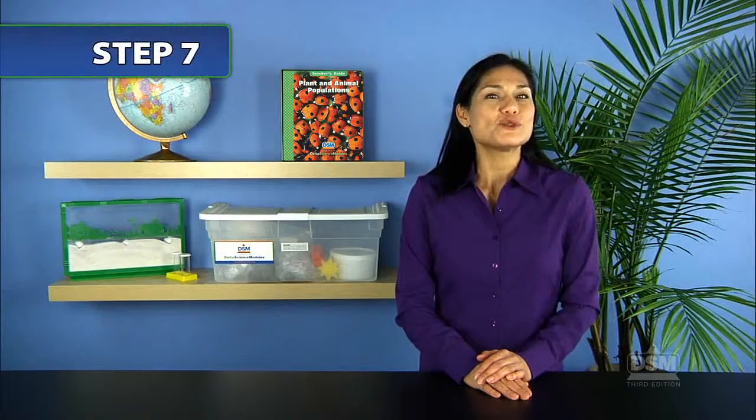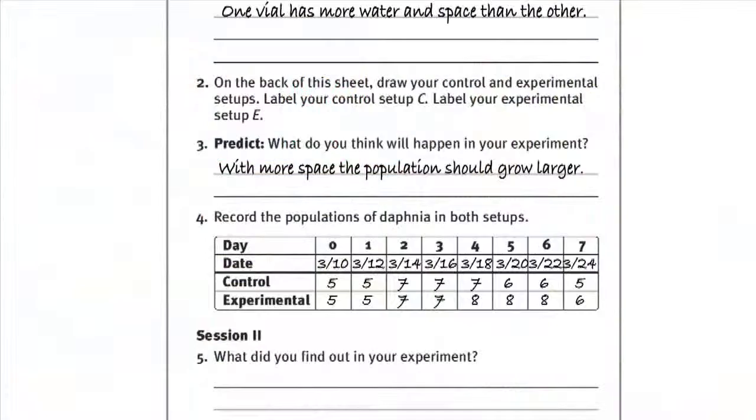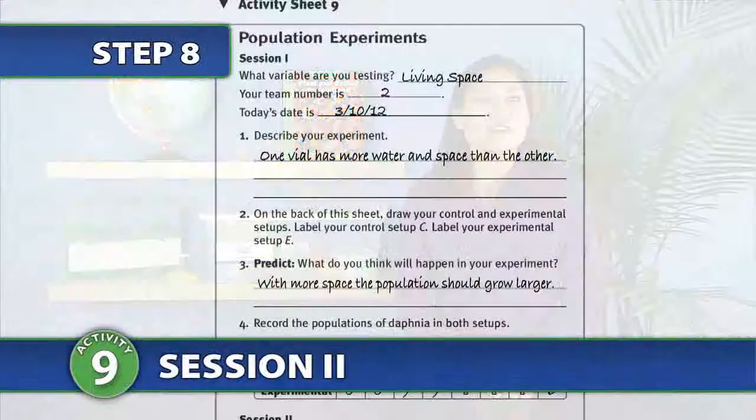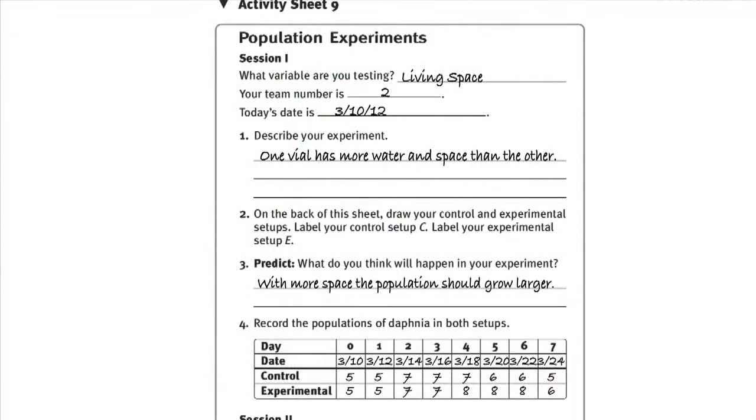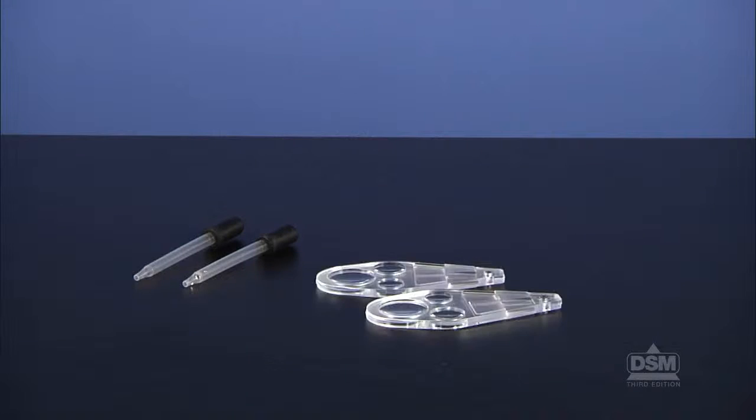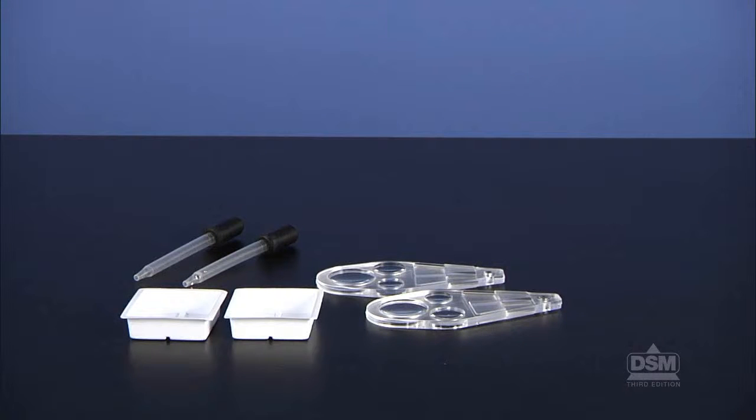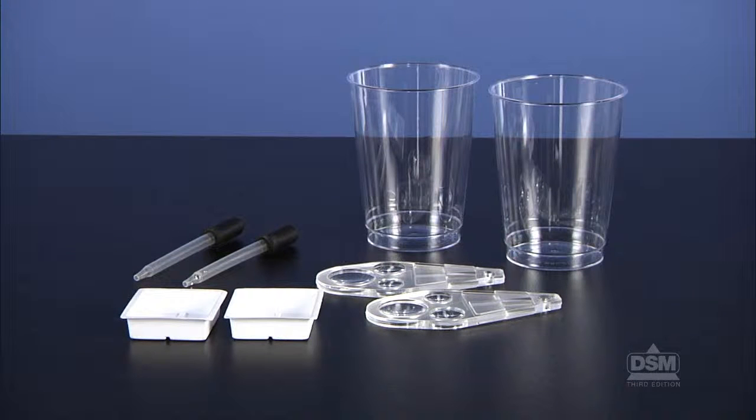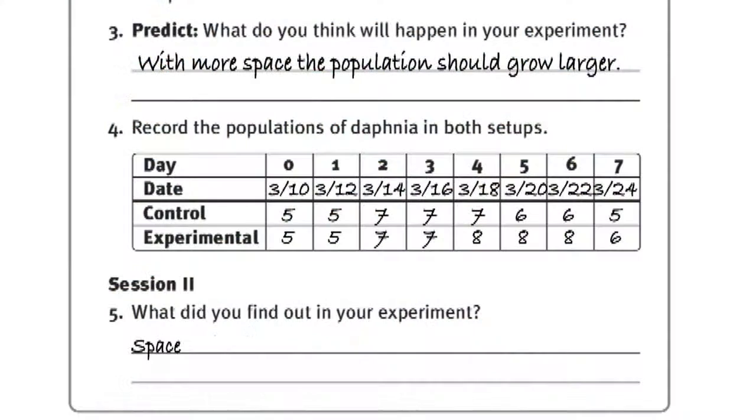To conclude Session 1, every second or third day, have students count the daphnia population in both their control and experimental setups and record this information on their activity sheets. To begin Session 2, return their copies of Activity Sheet 9 to students. Distribute 2 droppers, 2 magnifiers, 2 daphnia counters, and 2 10-ounce containers to each team of 4. Tell students to complete the activity sheet with the results of their team's experiment.